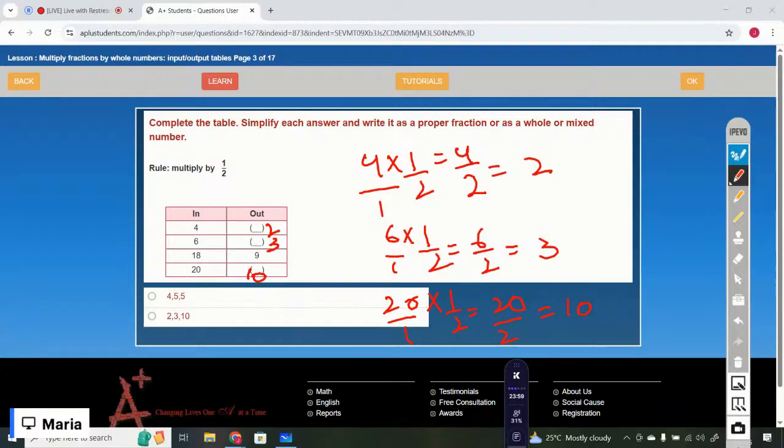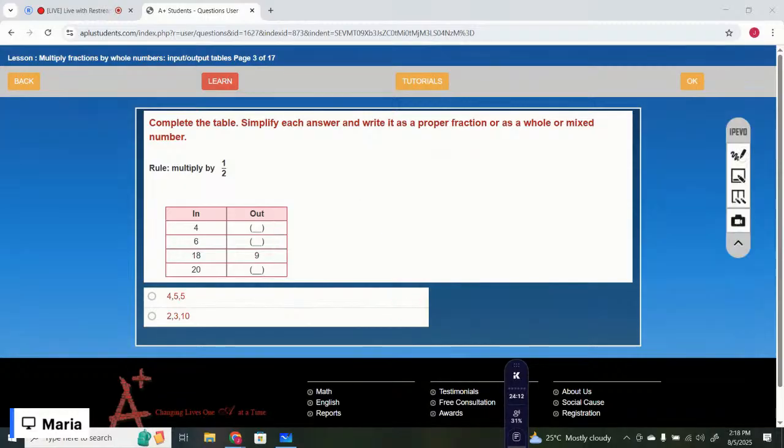So the missing values are 2, 3 and 10. Option number 2 is the correct option.